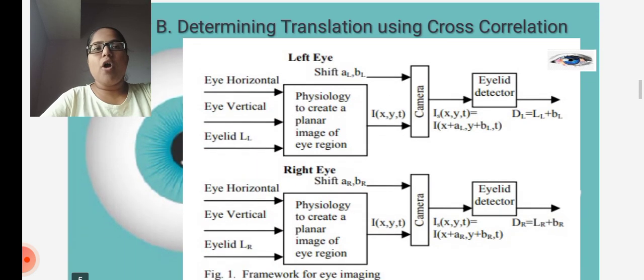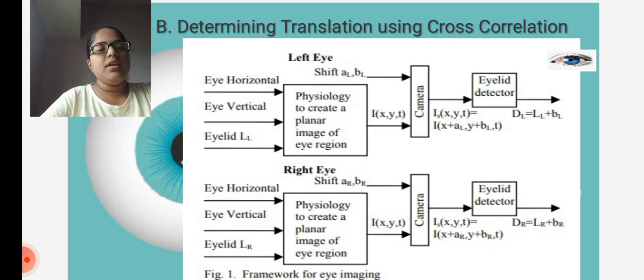The second methodology was determining translation using cross correlation. Here, the block diagram represents determining the translation using cross correlation. Eye horizontal, eye vertical, and eyelid, all three together in the left eye, pass through the physiology to create a planar image of the eye region, which gives rise to the camera and eyelid detector.